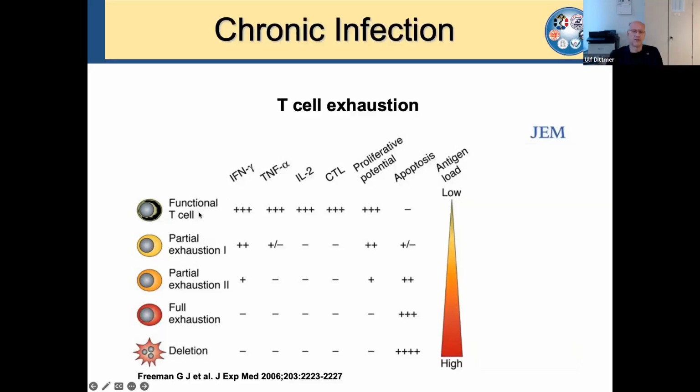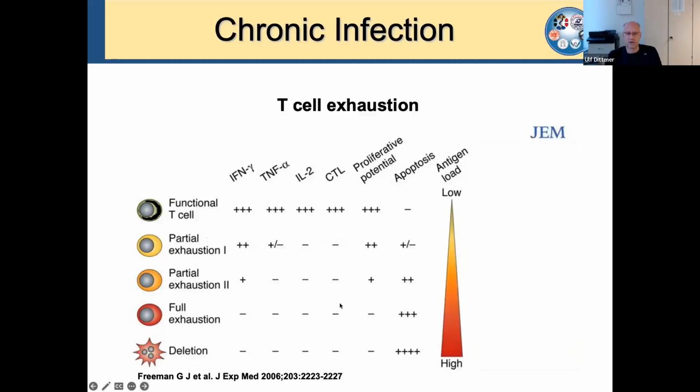So this is a functional T cell at the beginning of the infection that can make interferon gamma, TNF-alpha, IL-2, and has a cytotoxic potential, so can kill virus-infected cells and can proliferate. But then, if this chronic infection goes on, they start to partially lose their functions. The first thing that's lost is the cytotoxic activity. Then they lose the ability to produce IL-2. Then they also lose the TNF-alpha production. And at the end, they also lose the interferon gamma production.